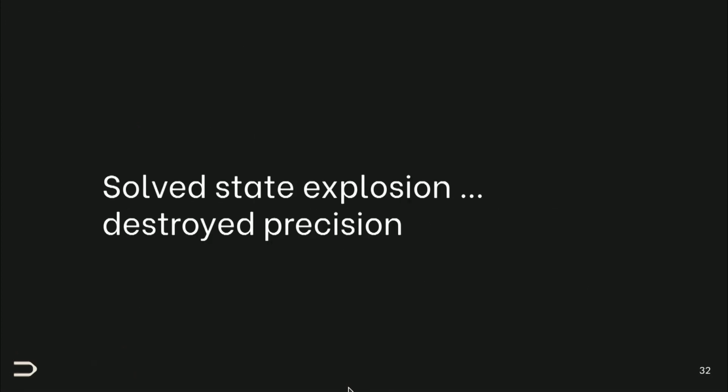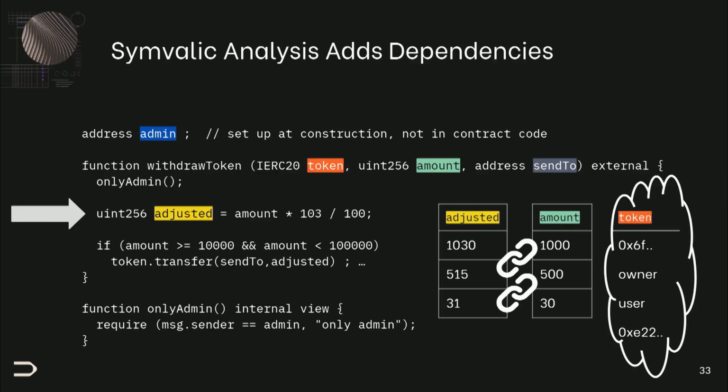So what does this let us do? It lets us solve the state explosion problem and get scalability at the expense of completely destroying precision. So one novelty of our analysis, of the symbolic analysis, is that we pick a subset of the variables. In this case, we pick the variable amount here, and we say this is a key variable. So what does that mean? It means that every other local value I compute, I will link it to a specific value of amount.